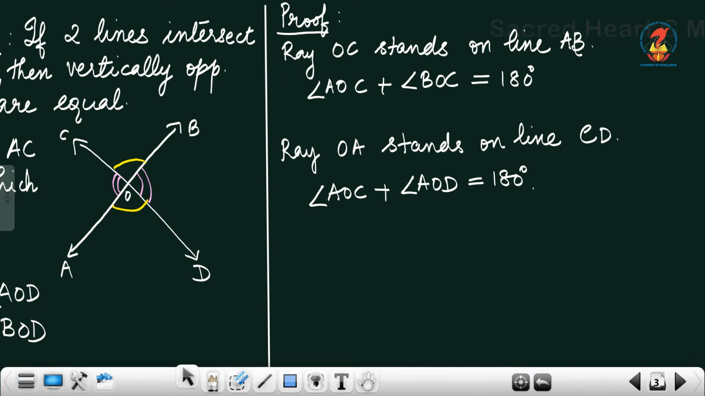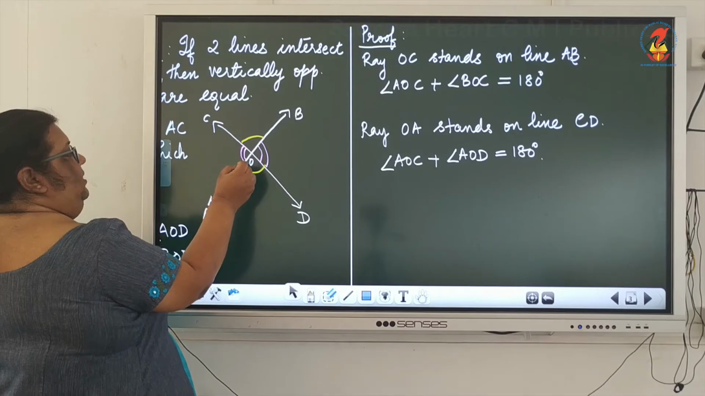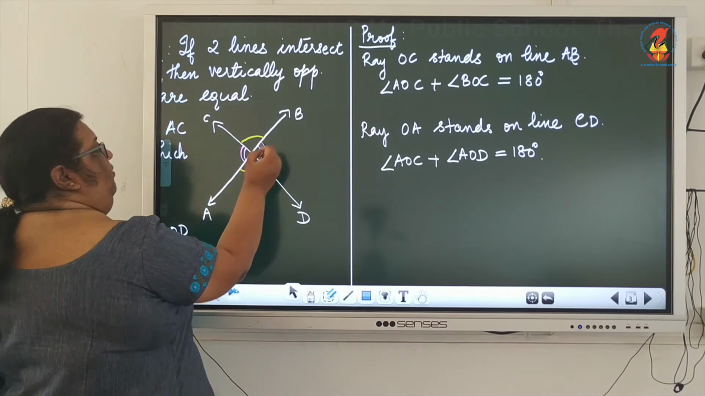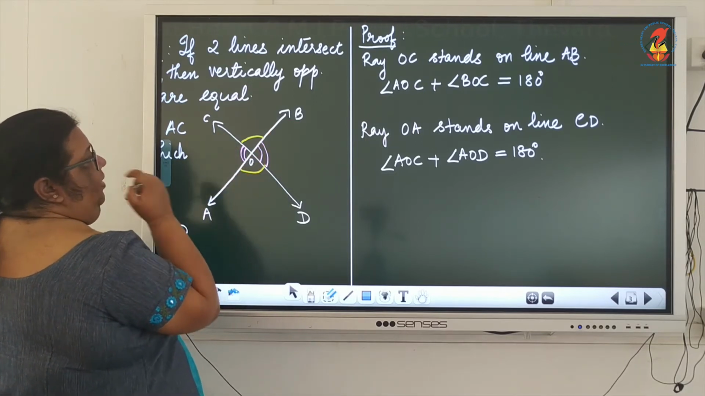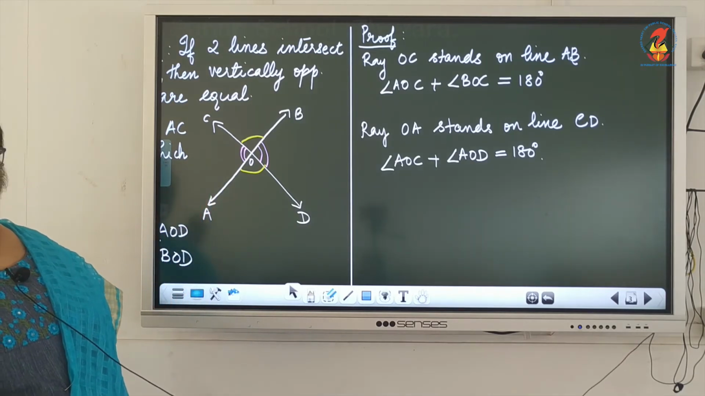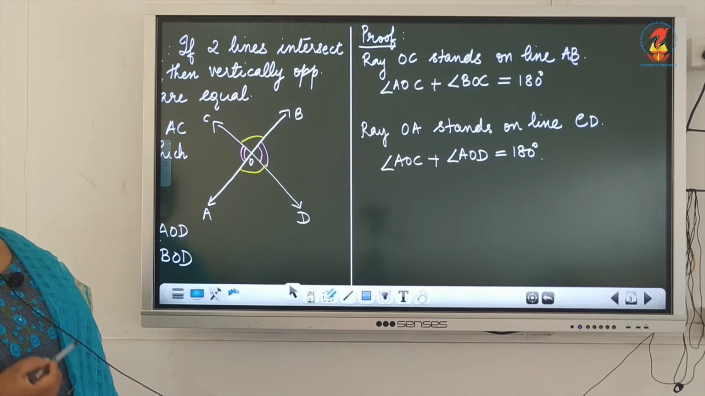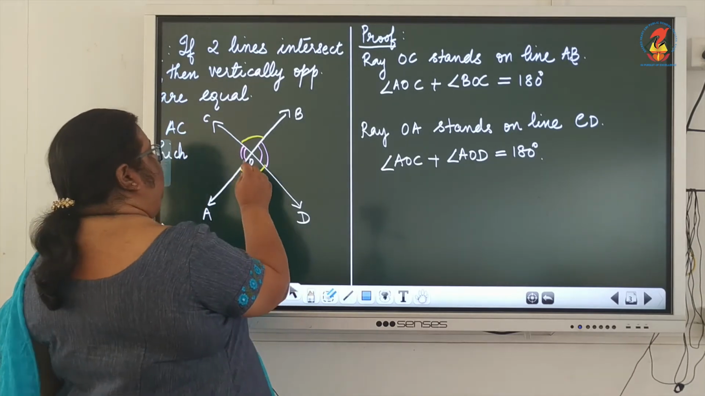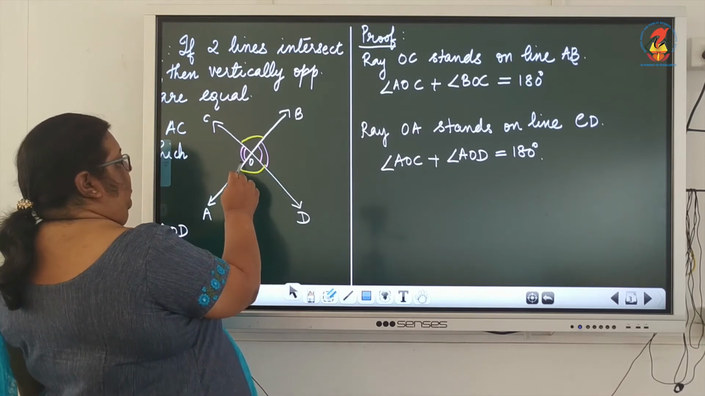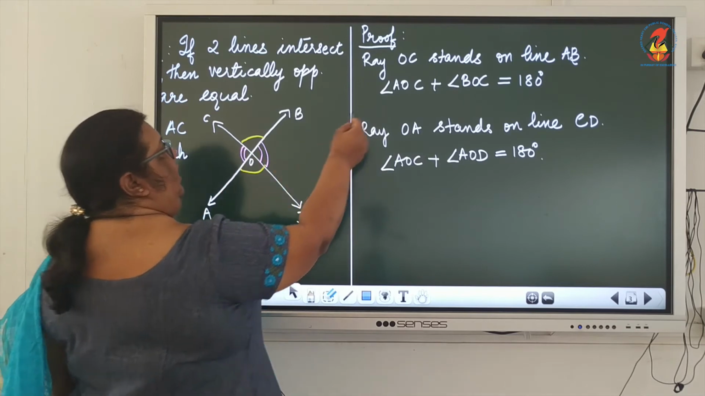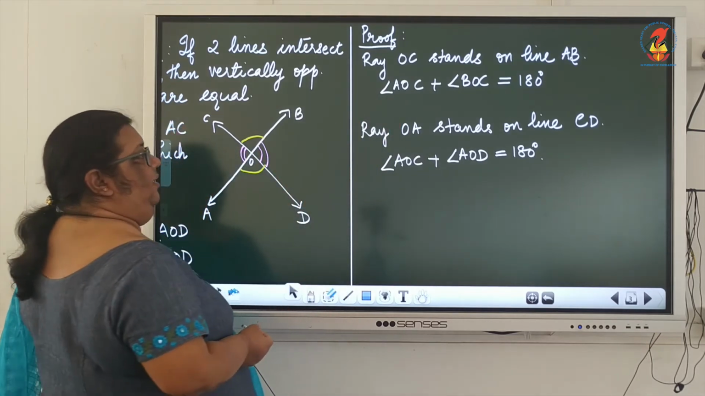Ray OC stands on line AB. From the figure, find out: this is O, this is C. So, ray OC stands on which line? AB. Then, according to the linear pair axiom, if a ray stands on a line, then the adjacent angles are 180 degrees. So, what will be the adjacent angles here? You can see here, angle AOC plus angle BOC equals 180 degrees.